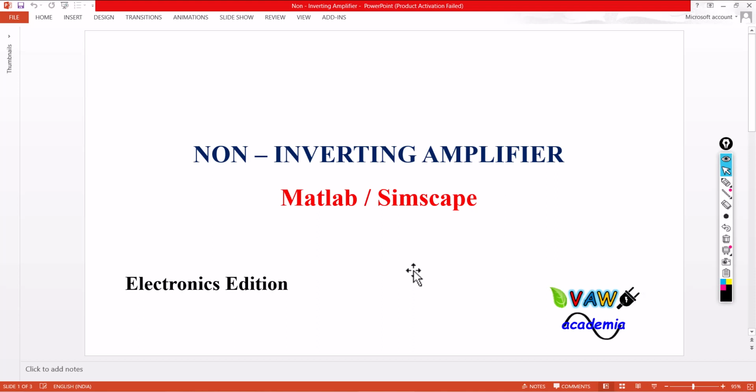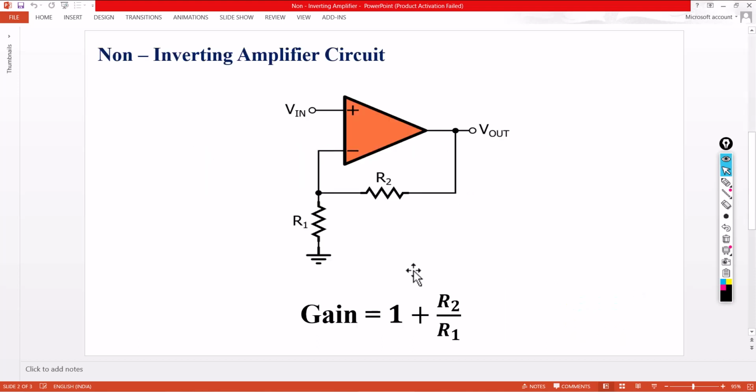In this video, we are going to discuss how to design inverting amplifier with the help of Matlab Simscape. So before we move on to the Matlab, now I will tell you how the non-inverting amplifier is working. This is the circuit diagram of non-inverting amplifier.